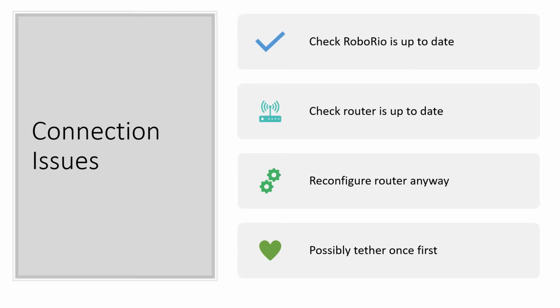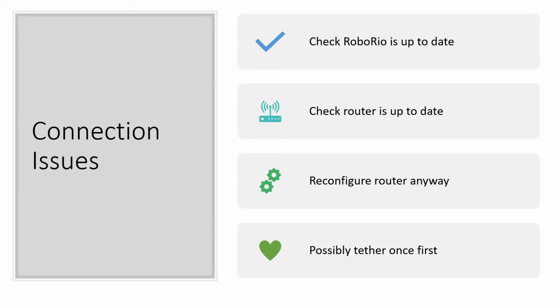Next, troubleshooting connection issues. This is probably the most common issue that we have with our robot program. First things first, check if the RoboRio is up to date. You won't be able to connect to it from the smart dashboard if you haven't upgraded the firmware, so this is usually the first step to do.